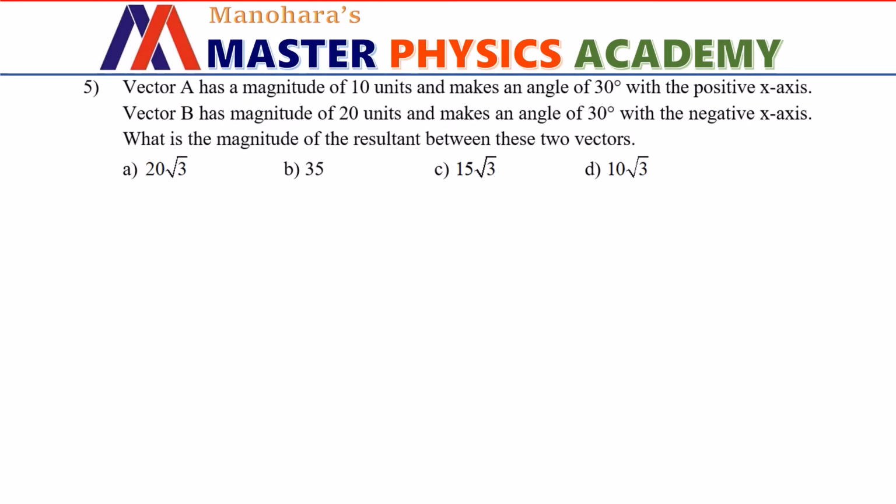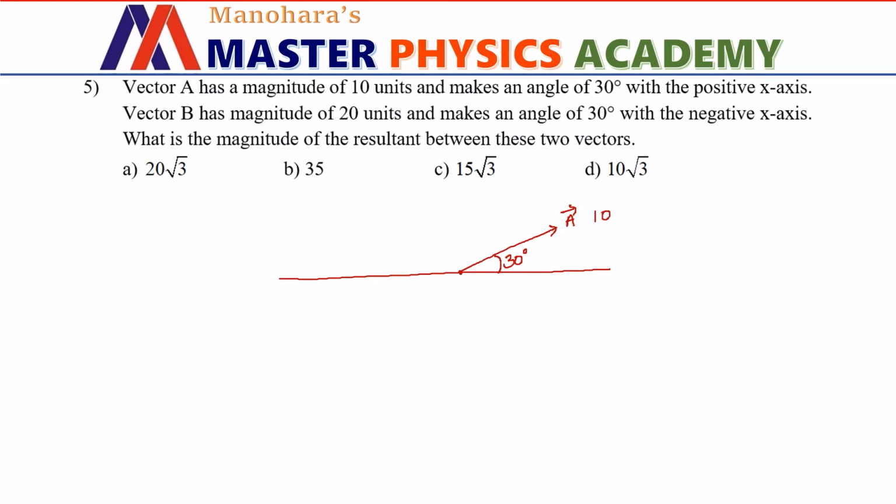Vector A has a magnitude of 10 units and makes an angle 30 degree with the positive x-axis. Vector B has magnitude of 20 units and makes an angle of 30 degree with the negative x-axis. What is the magnitude of the resultant between these two vectors? So let us consider this as the x-axis. So we do have a vector called A with 10 units, and it is going to make angle 30 degree to the positive x-axis.